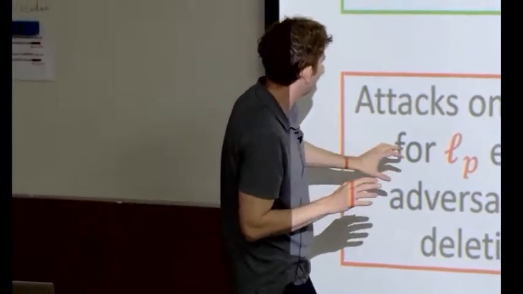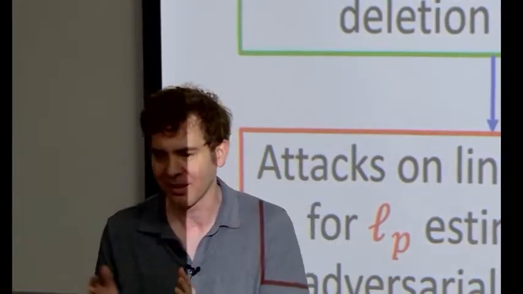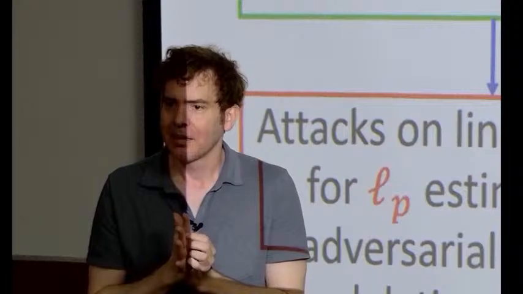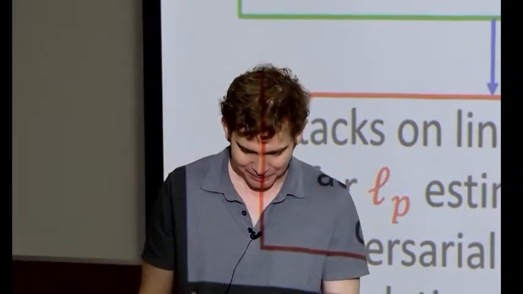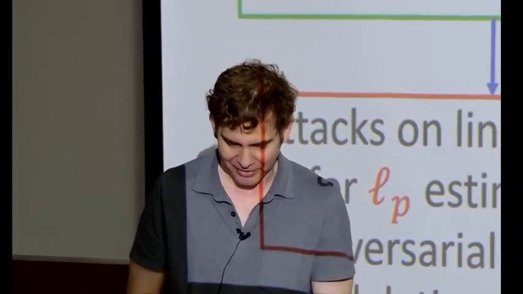In some recent work, we have it for LP norm estimation as well. You want to estimate the LP norm of an underlying vector. Is it at most alpha n or at least beta n? Yeah, I don't know what the general scope of this is.